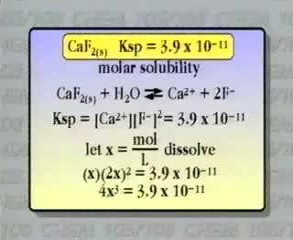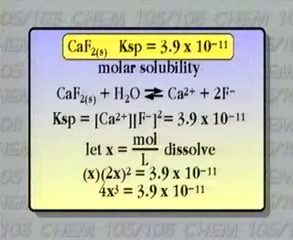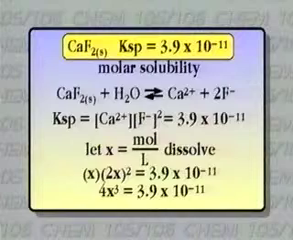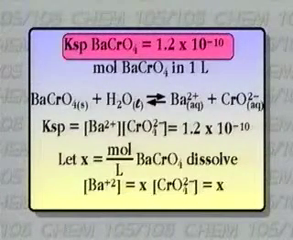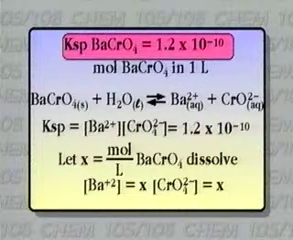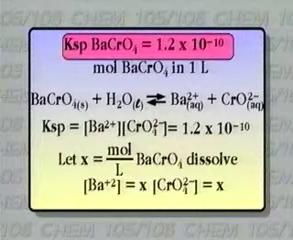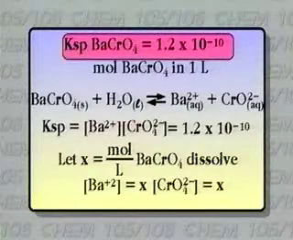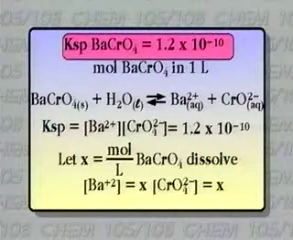I wanted to look back here and point out one other thing. Notice the Ksp value for calcium fluoride, 3.9 times 10 to the minus 11, and quickly notice the Ksp value for barium chromate, 1.2 times 10 to the minus 10. This has a more positive Ksp value. It's a larger Ksp value. That would make one think that maybe barium chromate is more soluble than calcium fluoride.